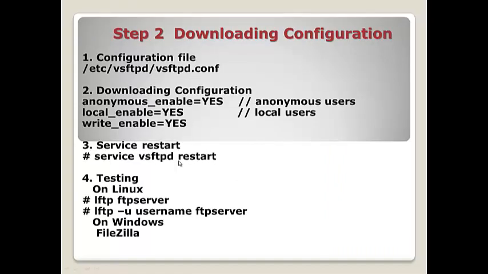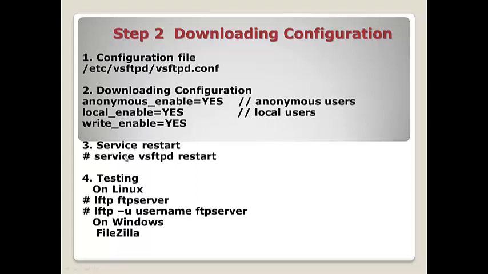Okay, let's go to step 2, downloading configuration. vsFTP has some files, especially /etc/vsftpd/vsftpd.conf. This file is the main configuration file of vsFTP. In this file, you need to activate 3 lines: anonymous_enable, local_enable, write_enable, yes. So here, anonymous users can download files from this FTP service. And local_enable means local users can also download.